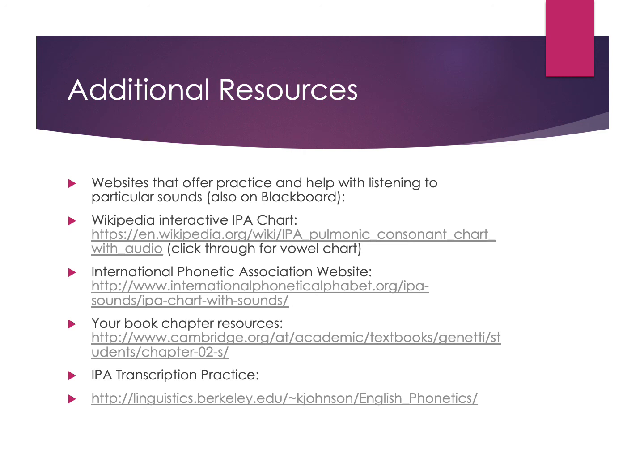So there is an interactive IPA chart on Wikipedia, and you can click through to get to the English vowel chart as well. You can click on the symbol, it'll play the symbol back, so this way you can associate sound with symbol and listen to it in case you don't remember. The IPA website itself also has a chart that plays sounds. Your book chapter online resources are very useful for this chapter because it has things like flashcards, little quizzes, things that you can use to test what you understand about the sounds, how they're pronounced, how they're described.